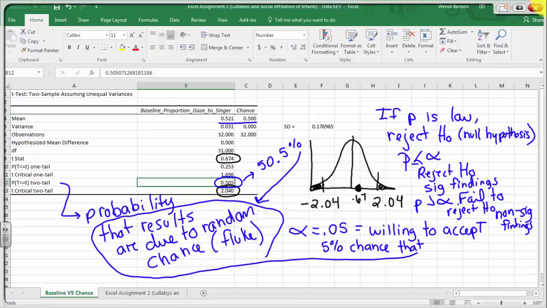Now, in this case, we're actually really glad that there's no significant difference, because we don't want the infant to be staring at the woman who's eventually going to sing the lullaby more before the experiment even takes place and the woman sings the lullaby. So this is good news for us. So real quick, let's take a look at this in the assignment.